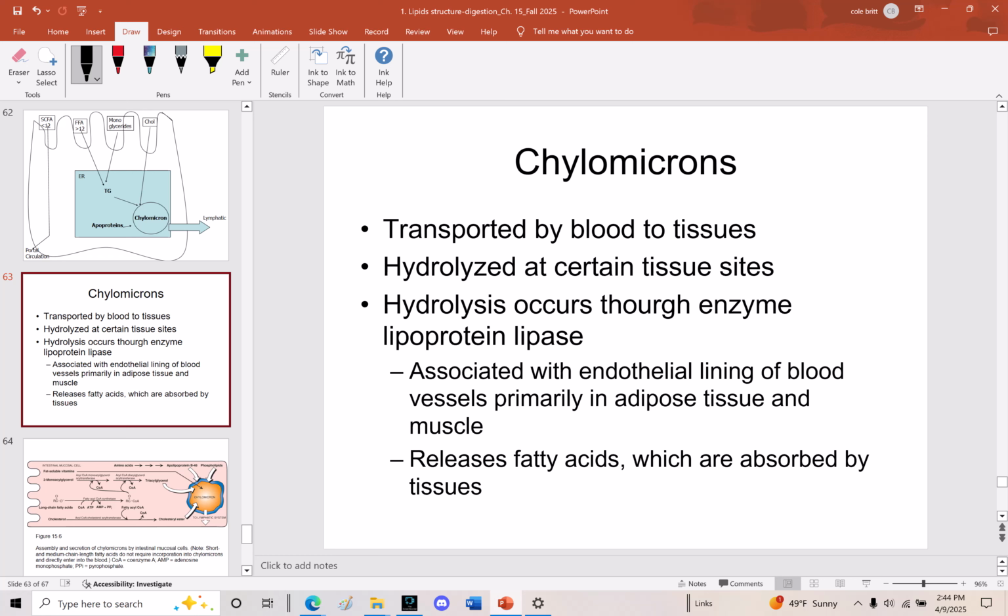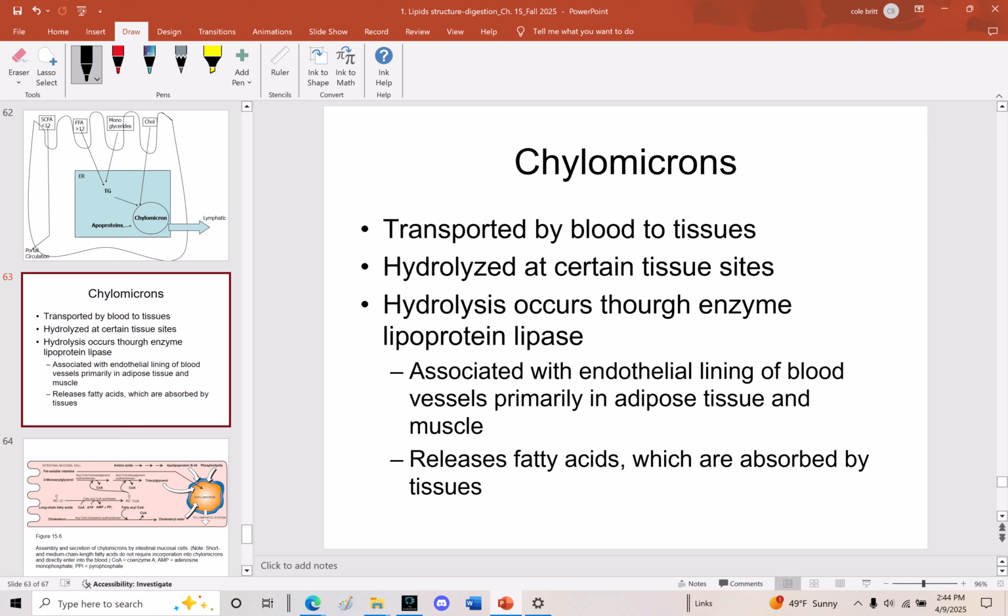So lipoprotein lipase is associated with the blood vessel lining, the endothelial lining. I had some physiology students that don't understand that term yet, so I'm going to introduce it now. So when I see you guys in quarter 4 in physiology lab, you already know what this means. Endothelial lining is just the lining of your blood vessels. So when you hear the word endothelium, it's just the lining of your blood vessels.